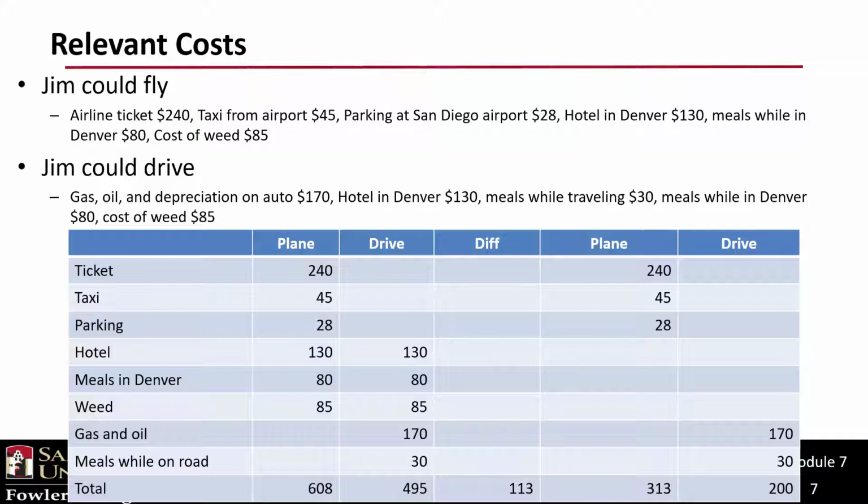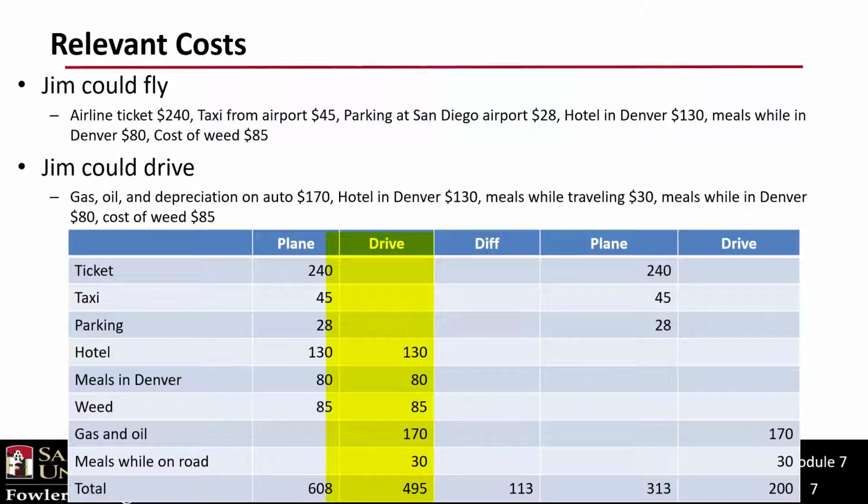So here's the information broken down. In the first two left columns, plane and drive, that's called a total cost comparison, right? So I've dropped in the total cost of each. And you can see that if you, of course, fly, you have a plane ticket, you've got the taxi, the parking, but you don't have any of the driving costs.